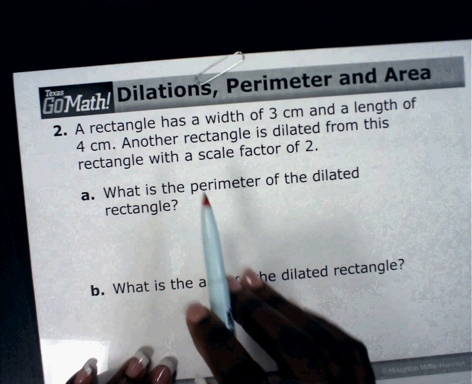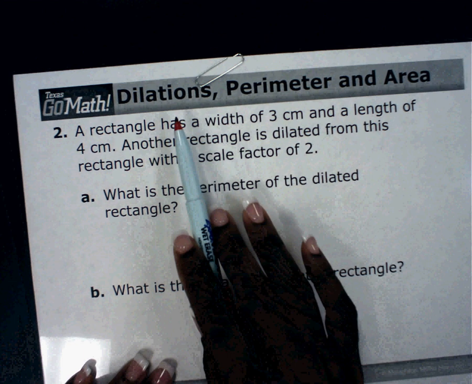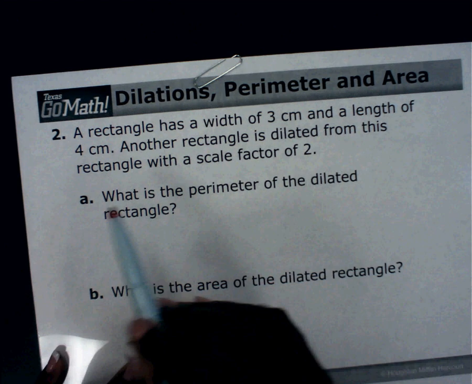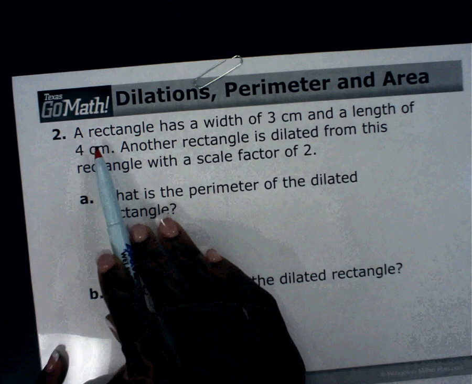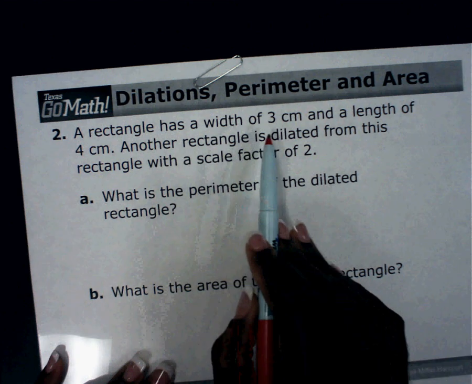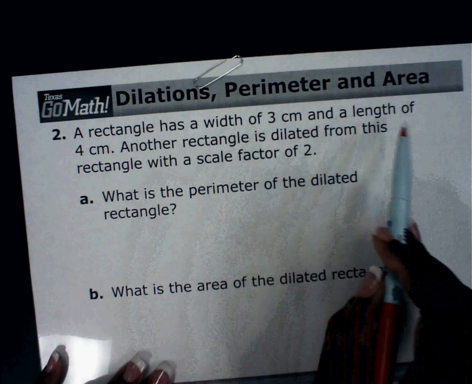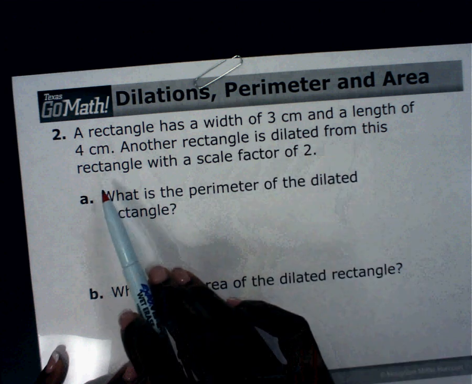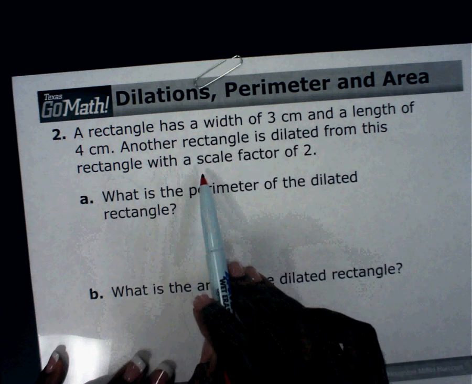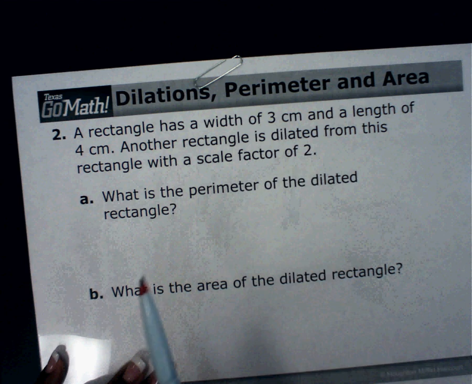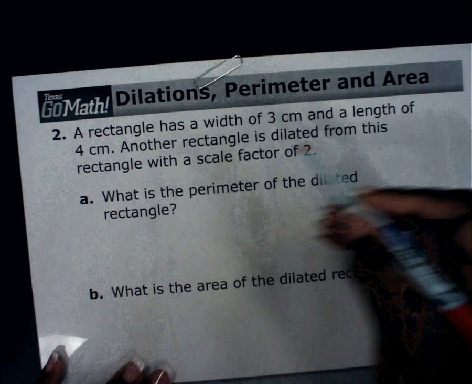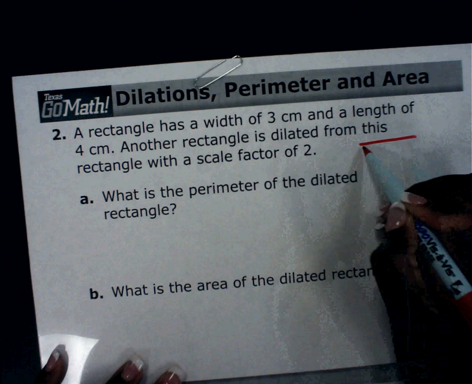Okay, so let's look at the effects of dilation on perimeter and area. So we'll start off by reading our example. We have a rectangle that has a width of 3 centimeters and a length of 4 centimeters. Another rectangle is dilated from this rectangle with a scale factor of 2. Okay, so this is giving us our pre-image. So let's go ahead and draw our rectangle.